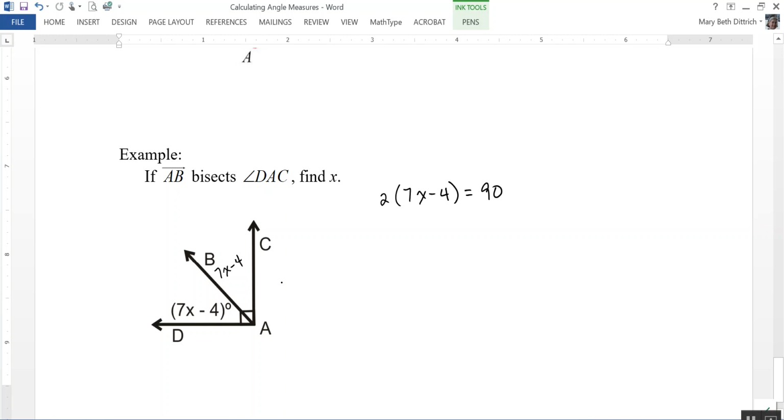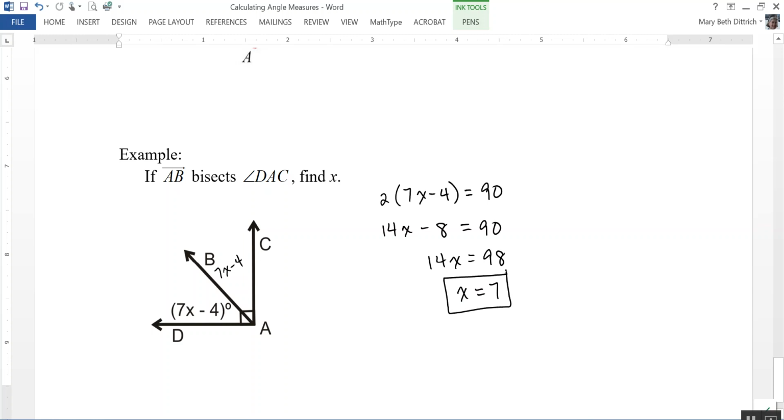I could also say, I know that half of 90 is 45, so I could go ahead and say 7x minus 4 equals 45, which is the same thing I'd get if I divided both sides of this by 2. But I'm just going to go ahead and distribute and add 8 to both sides. And dividing both sides by 14, x is equal to 7.